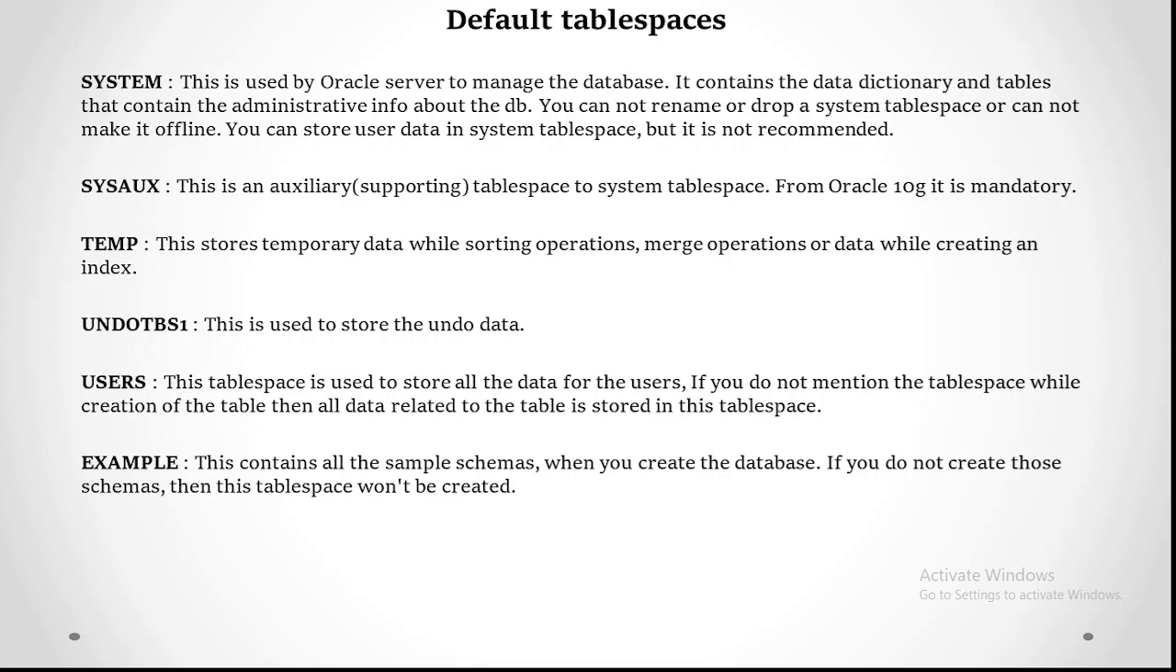We can mention that table space as the temporary table space and use it in our queries. The fourth one is UNDOTBS1. This is used to store the undo data, as we have already talked about.